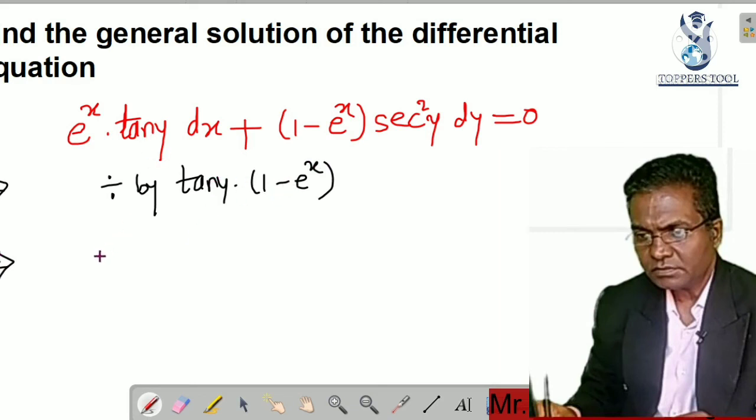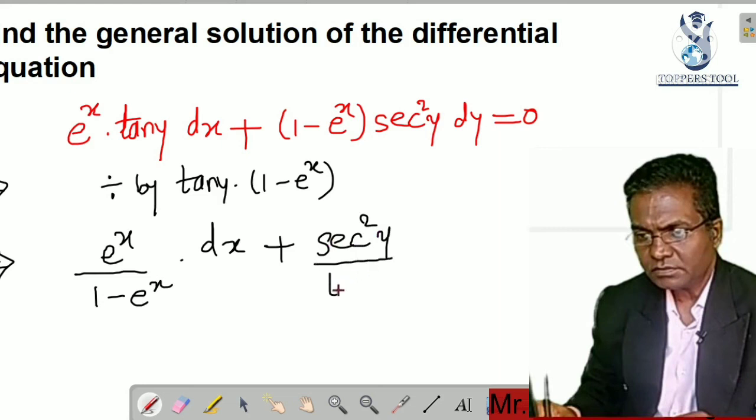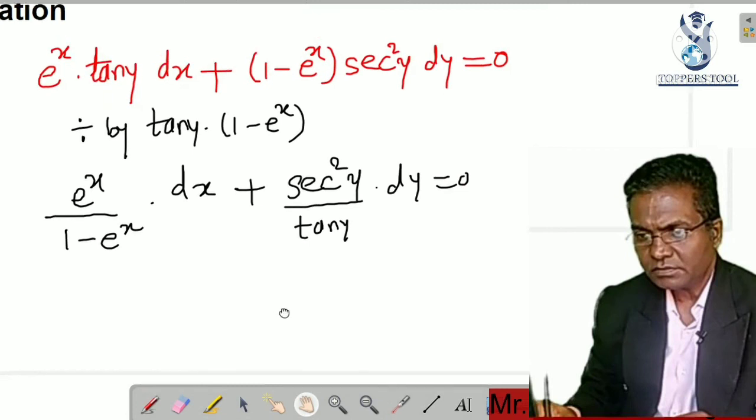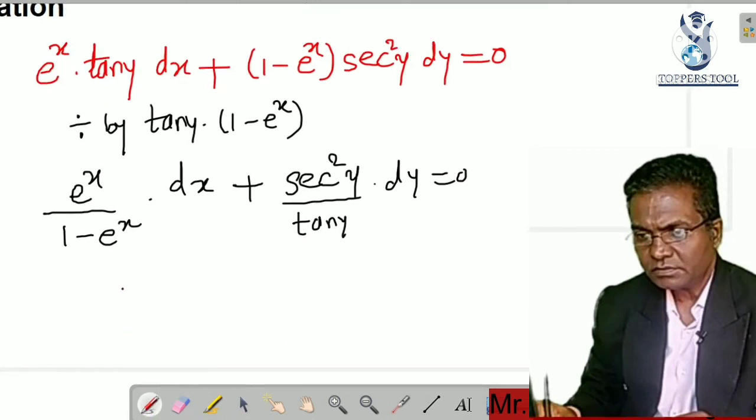So here, if we divide by tan y, tan y cancels, but this comes extra, into dx, plus here this term gets cancelled, you are left with secant square y by tan y into dy. This is another way of separating variables. Integrate. Once we get separated variables, integrating on both sides.